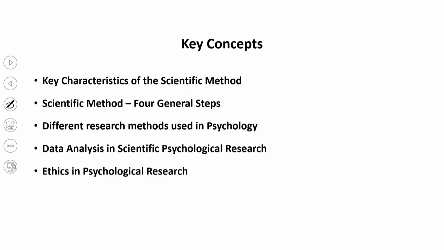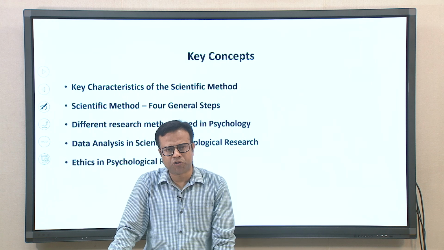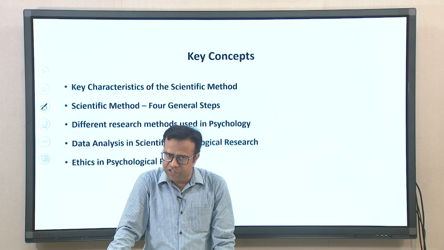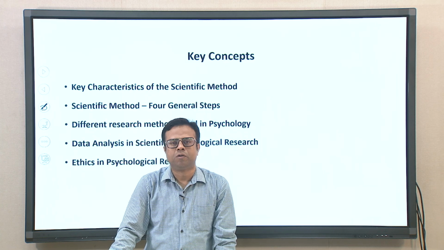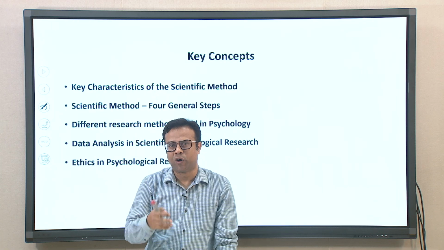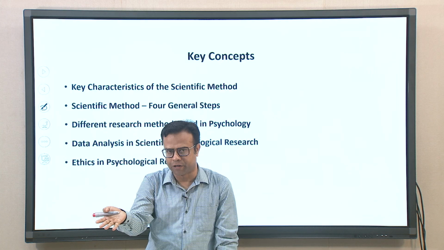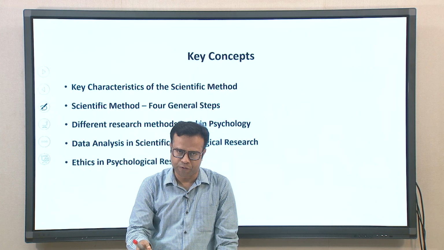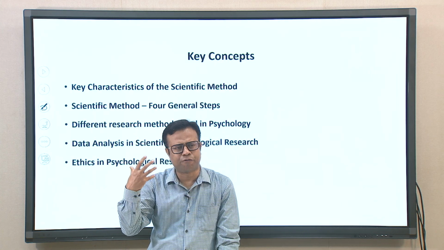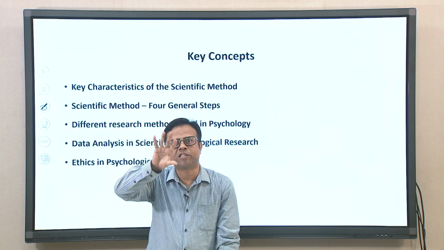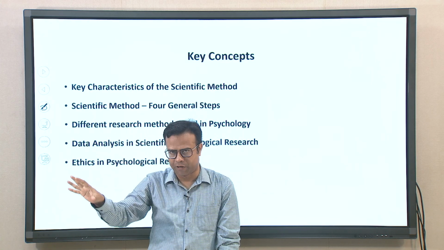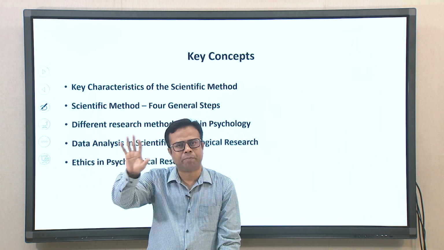We will talk about the key characteristics of the scientific method. We will also talk about the steps in scientific research. We will also discuss the different research methods or approaches used in psychology. We will briefly see how data are analyzed in psychology, and at the end we will talk about the ethical issues that we need to be careful about while doing research with humans, because we deal with humans predominantly in psychology. There are many ethical issues that we need to take care of. This will give just a broad overview of the major aspects of research methods in psychology, focusing on the major aspects only.